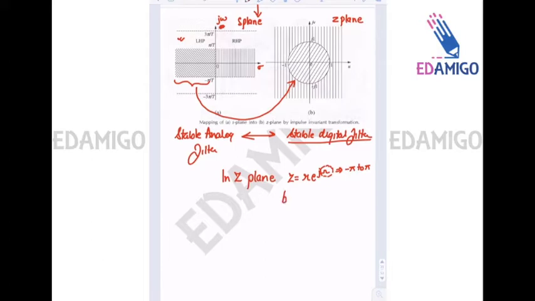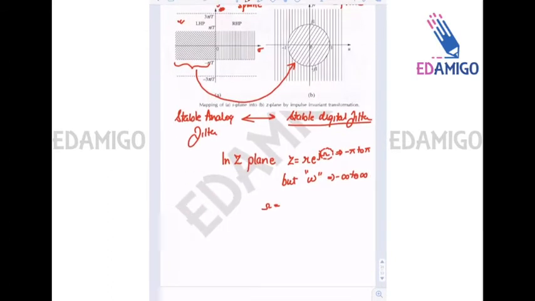But omega, that is the continuous frequency, is from minus infinity to infinity. Okay, so if I see the mapping, then sigma that we got is equal to omega T. So one very important point is that sigma, that is the digital frequency, will be from minus pi to pi when omega is between minus pi by capital T to pi by capital T.